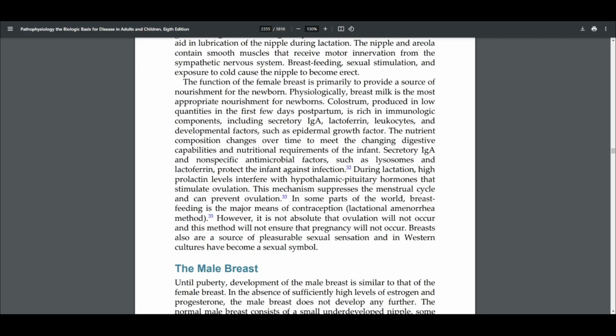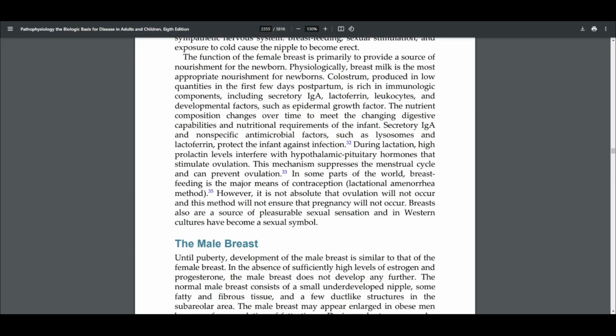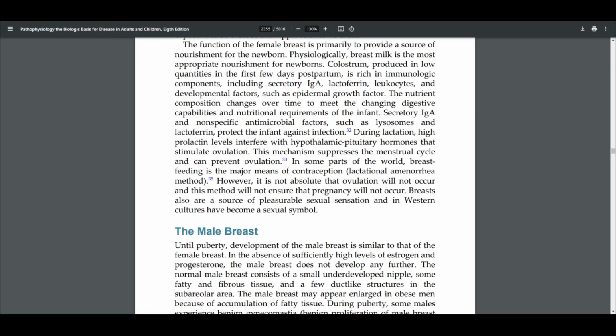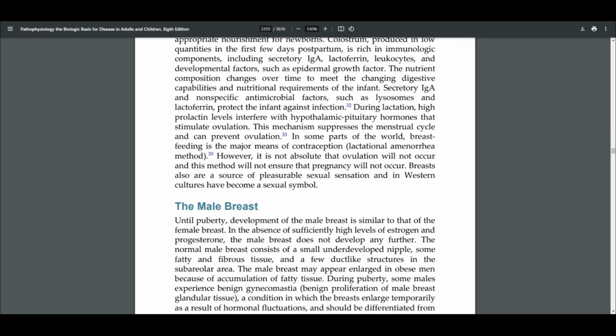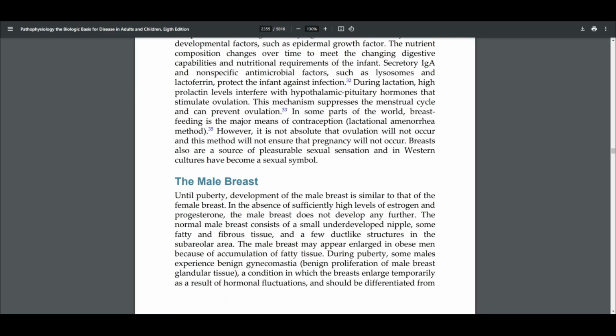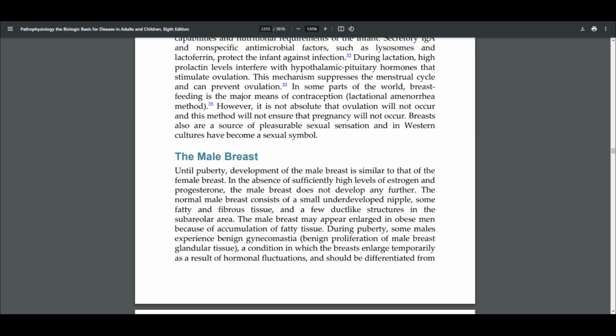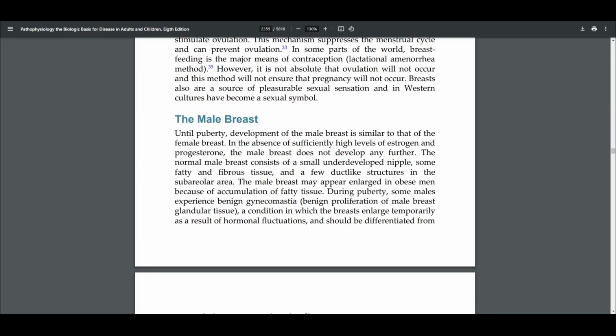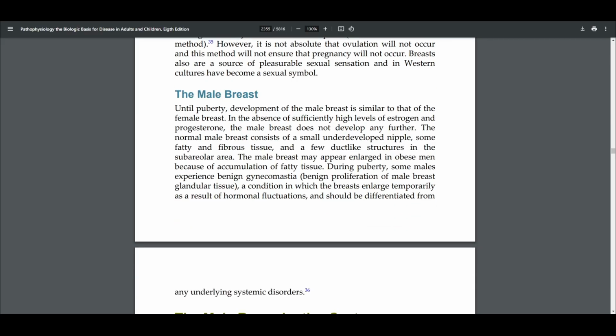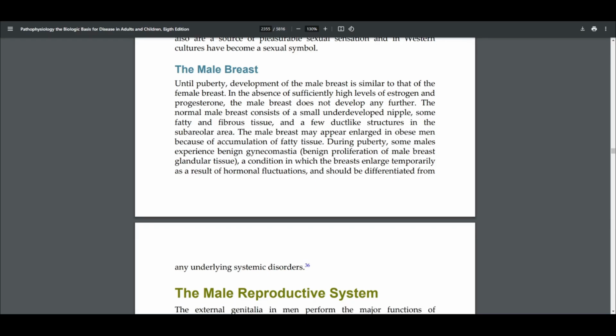During lactation, high prolactin levels interfere with hypothalamic pituitary hormones that stimulate ovulation. This mechanism suppresses the menstrual cycle and can prevent ovulation. In some parts of the world, breastfeeding is a major means of contraception. However, it is not absolute that ovulation will not occur, and this method will not ensure that pregnancy will not occur. Breasts also are a source of pleasurable sexual sensation and, in Western culture, have become a sexual symbol.